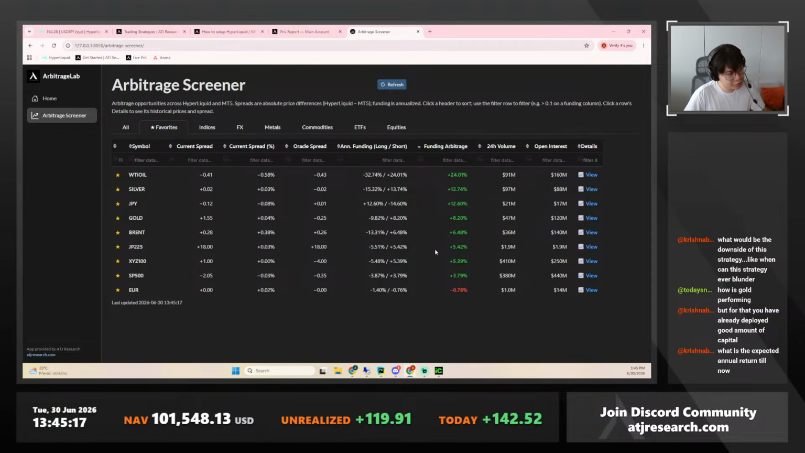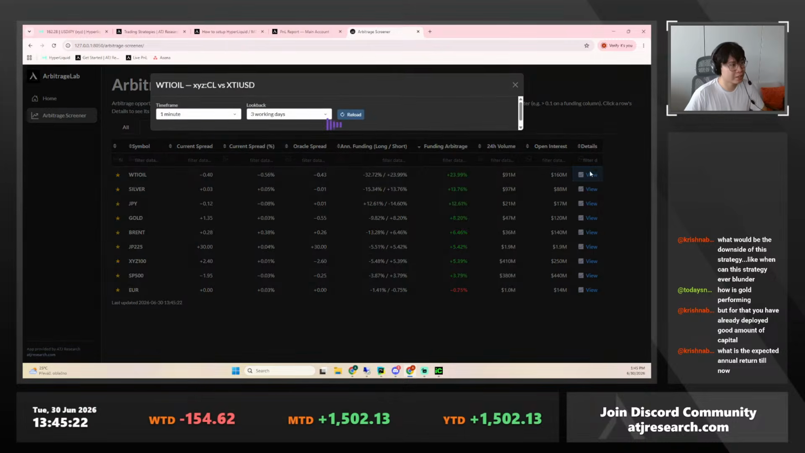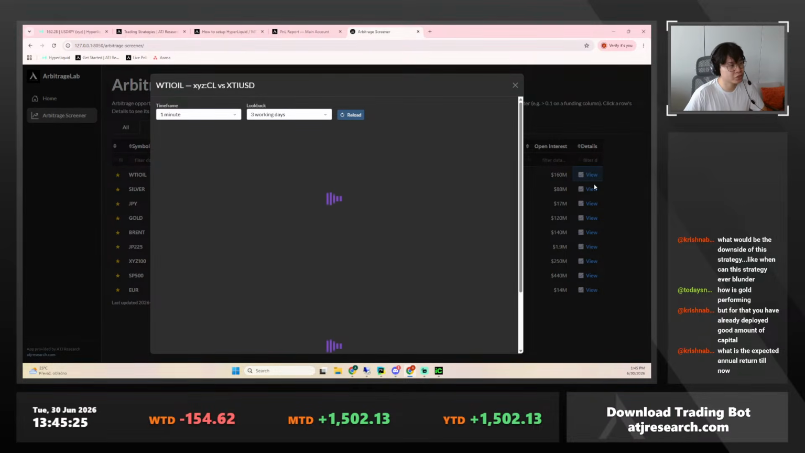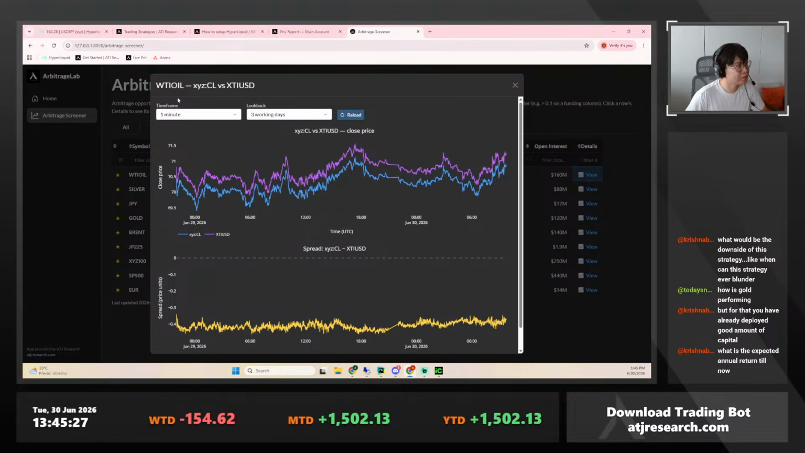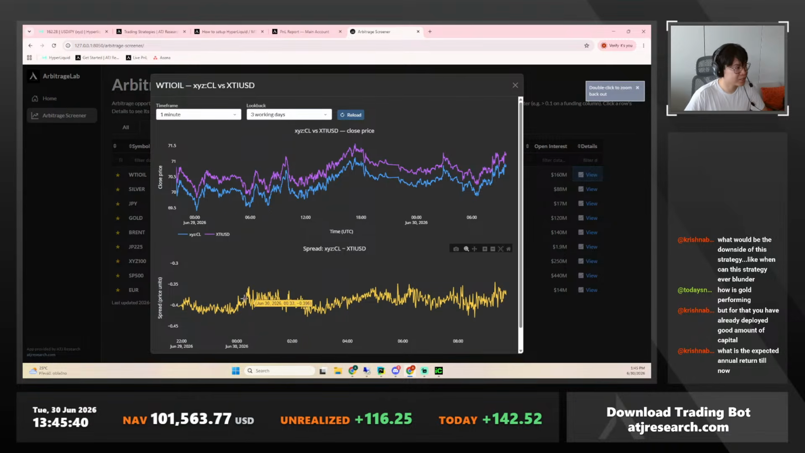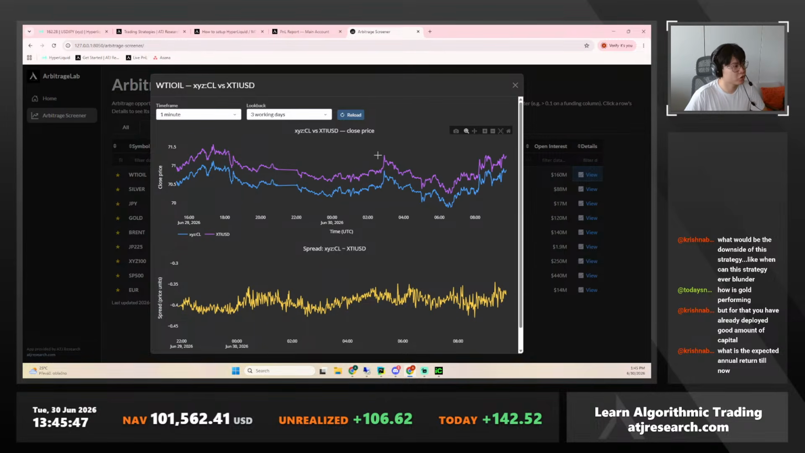There are different strategies, right? Some strategies try to capture the spread. So maybe I can show you in this section here, we have a nice tool that displays the historical data between WTI oil and also the spread. And here we see that in this case, the spread on crude oil doesn't hover around zero, right? There are some slight pricing discrepancies, but you see that crude oil here hovers around minus 0.4, and this is the price difference. And here you can see the two correlated charts on crude oil between Hyperliquid and MT5.